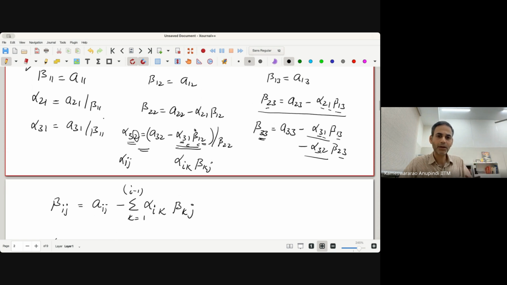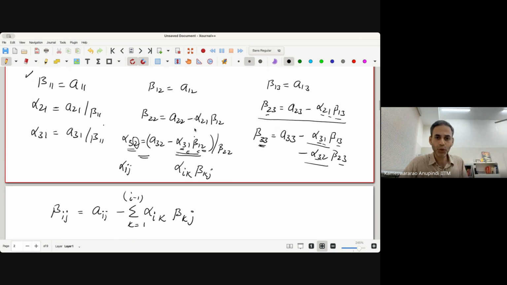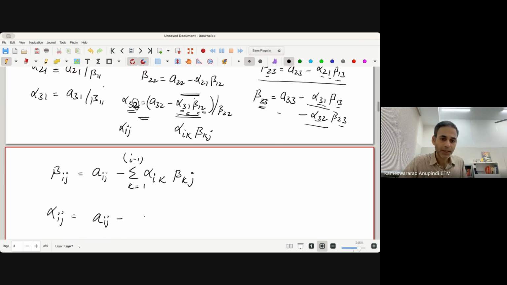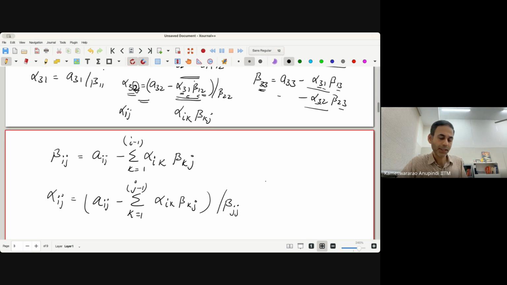Unfortunately, I don't have a bigger 4,3 or something like that to show multiple things, but you will appreciate that it is only one term because we have 3,2. If I had written this for 4,3 or something, there would have been 2 terms here, just like what we had for beta, okay? So that means this is going to be sigma alpha ik beta kj, where k runs from 1 to j minus 1, and then we need to also divide this by beta jj, okay? So that is the general algorithm I have.